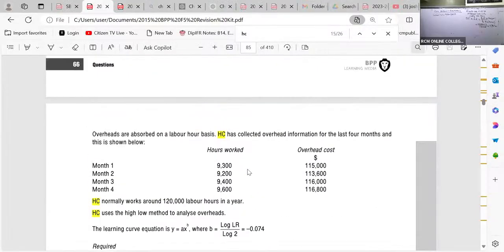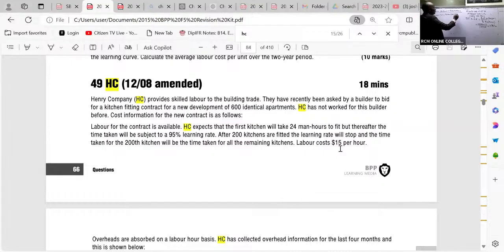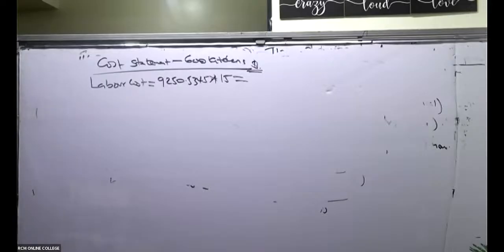They told me this somewhere here. Labor cost per hour. Yeah, labor cost 15 per hour. So times 15. Please give me this figure. In terms of dollars, how much are we getting there? It's 9250.5345 times 15. So labor cost.